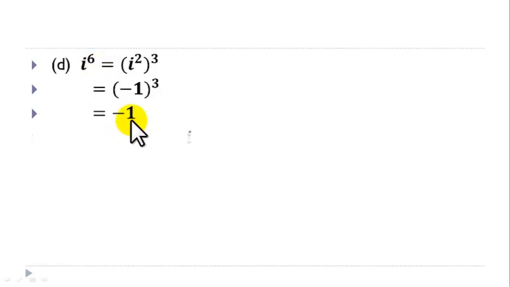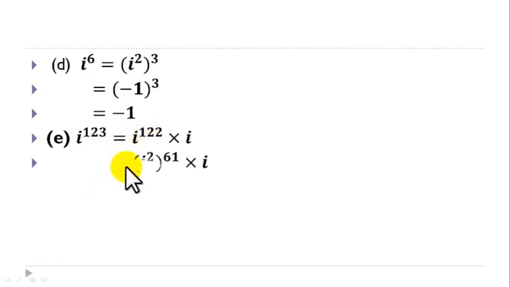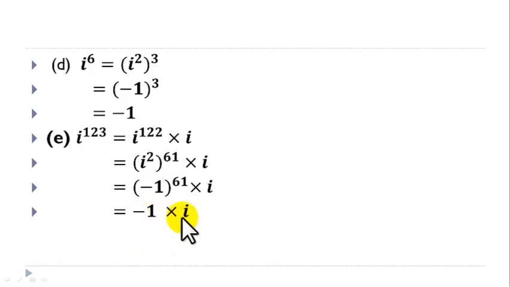E. i raised to power 123 can be expressed as i raised to power 122 times i. But we can express this in terms of i squared as i squared all raised to power 61, then times i. Since i squared is minus 1, this is equal to minus 1 raised to power 61 times i. 61 is odd, so minus 1 raised to power 61 will give us minus 1, then times i. So minus 1 times i is equal to minus i. So that means i raised to power 123 is equal to minus i.